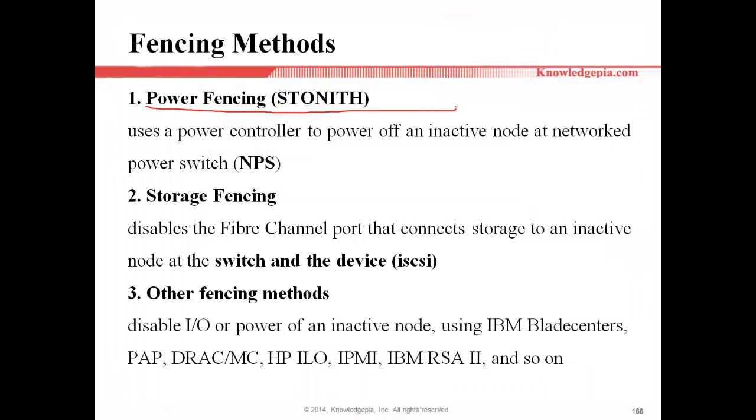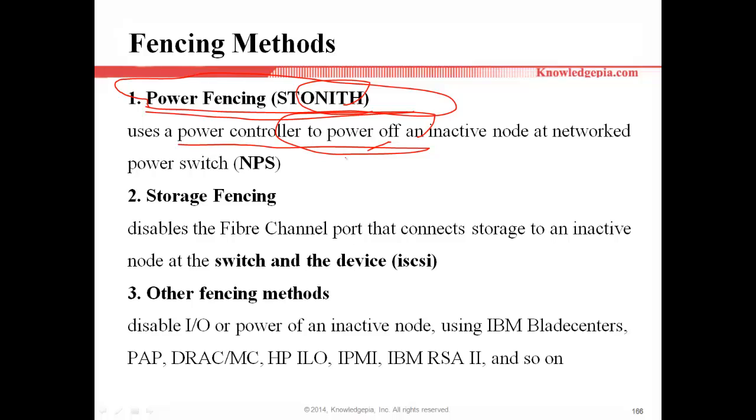Fencing methods: there are many kinds of fencing methods. Here, power fencing, normally called STONITH, uses a power controller to power off the node. If the power controller powers off the connection to the cluster node, then this node will be separated from the cluster.